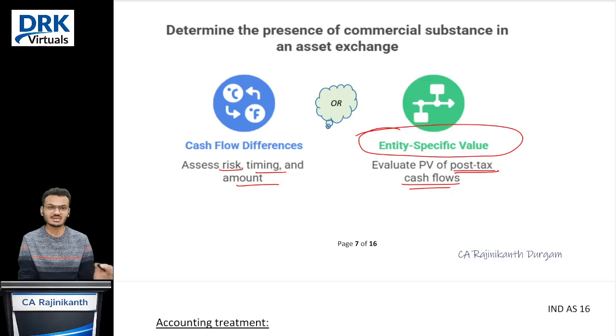If commercial substance exists and the fair value of either the asset given up or the asset that we are acquiring can be measured reliably, we can recognize the asset at its fair value. At which fair value, we discussed. First preference is the asset given up. Second preference is the asset we are acquiring. In case the fair value of the asset we are acquiring is more clearly evident than the fair value of the asset that we are giving up, in that case, the fair value of the asset that we are acquiring can be taken for recognition of that asset we are acquiring, right? So that is what the standard is saying.